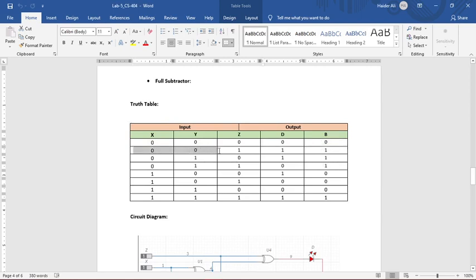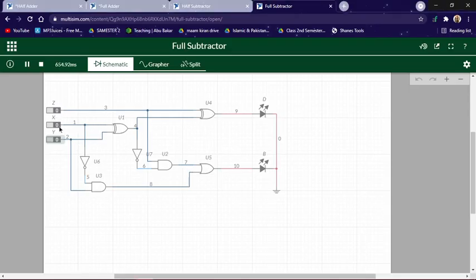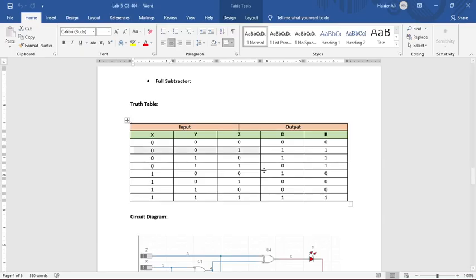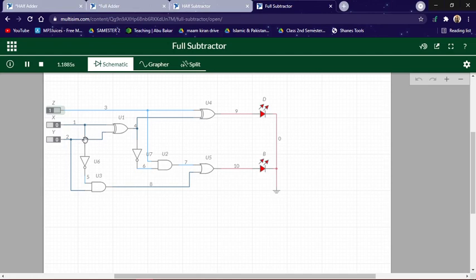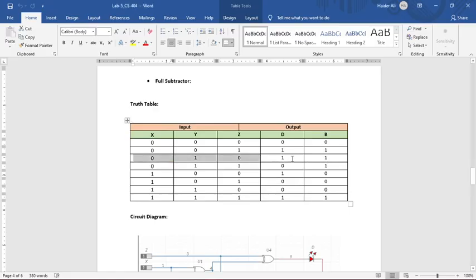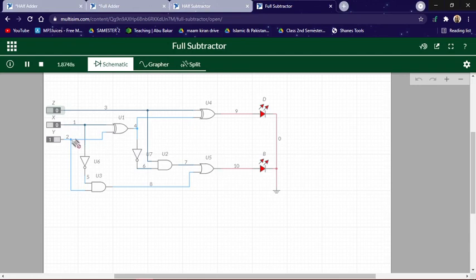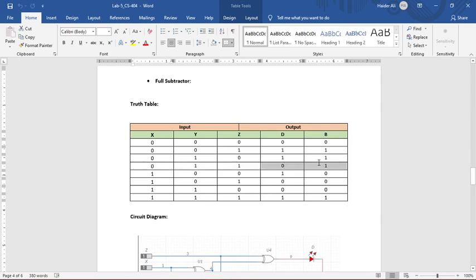When X and Y are 0 and Z is 1, then both outputs are 1. When X is 0, Y is 1 and Z is 0, then both outputs are 1. When X is 0, Y is 1, Z is 1, then only borrow is 1. D is 0 and borrow is 1.